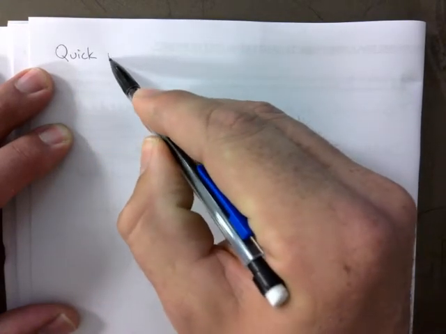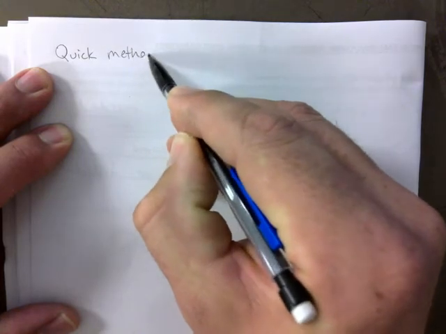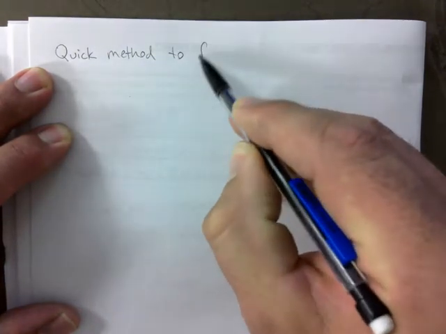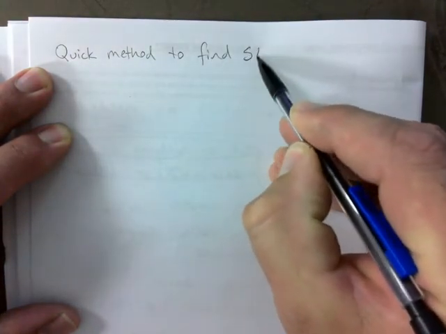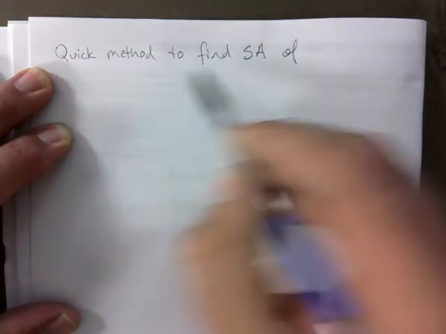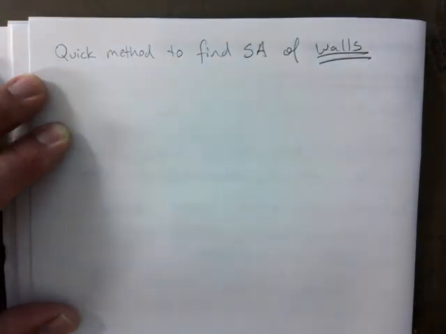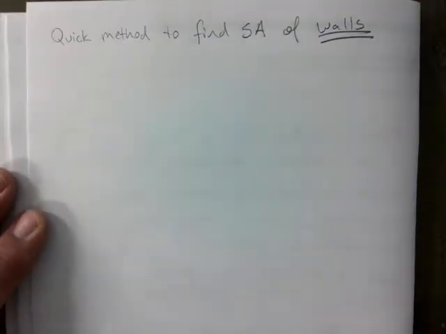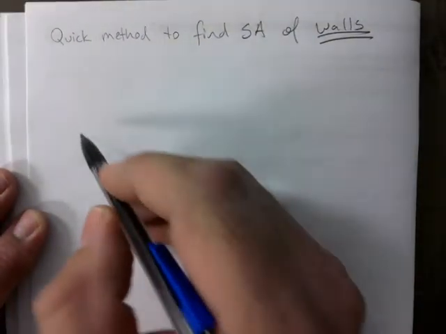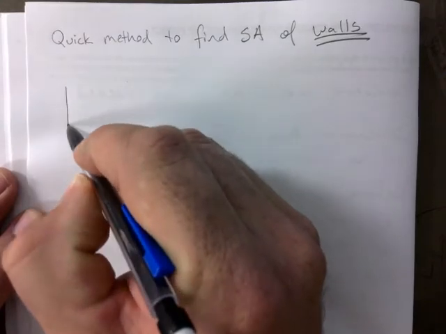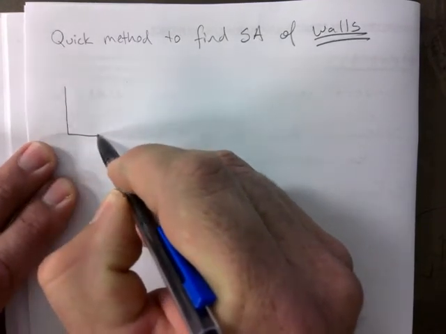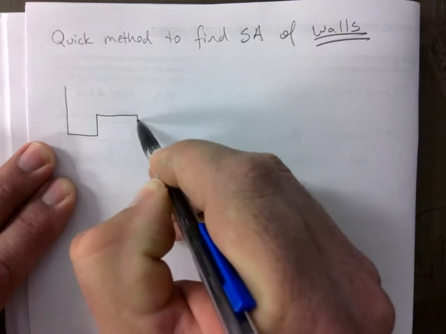Quick method to find surface area of walls. Just the walls, guys. Okay? So what am I talking about? Let's say you have a room that looks like this.